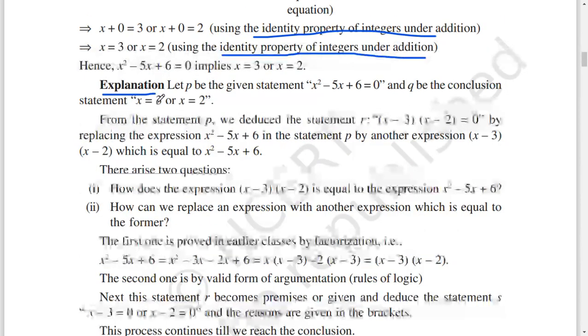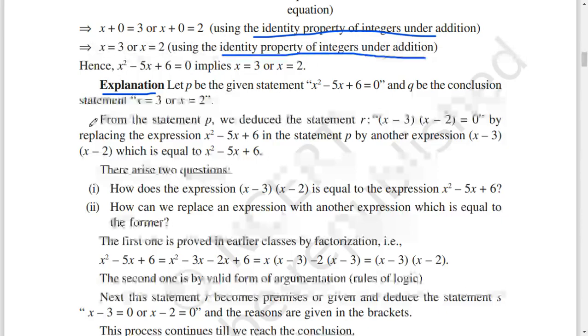Explanation. Let P be the given statement x squared minus 5x plus 6 equal to 0 and Q be the conclusion statement x equal to 3 or x equal to 2. From the statement P, we deduced the statement R, that is (x minus 3)(x minus 2) equal to 0, by replacing the expression x squared minus 5x plus 6 in the statement P by another expression (x minus 3)(x minus 2), which is equal to x squared minus 5x plus 6.